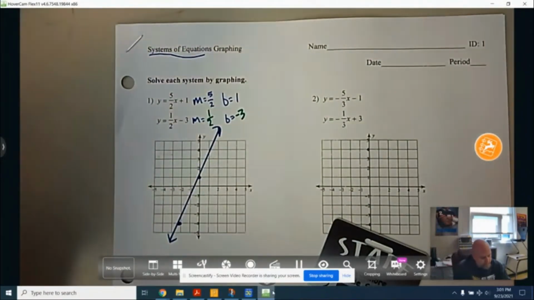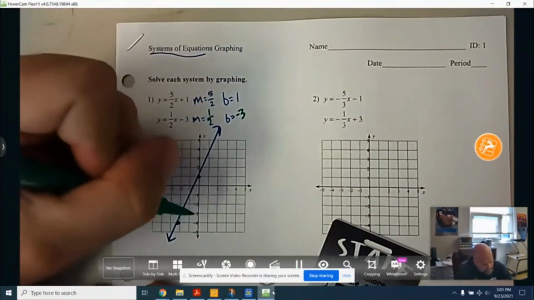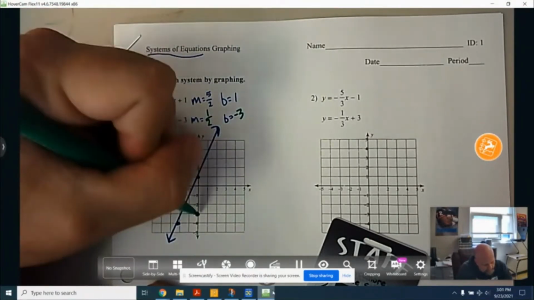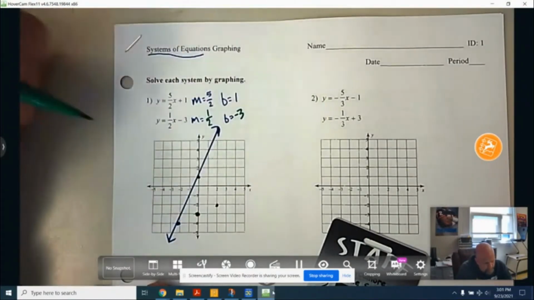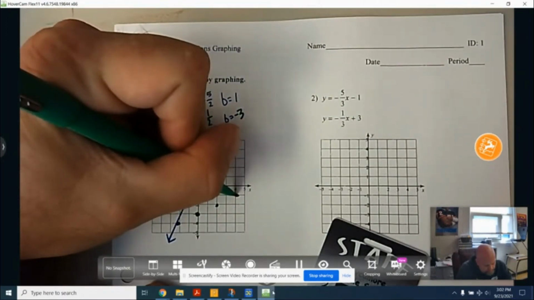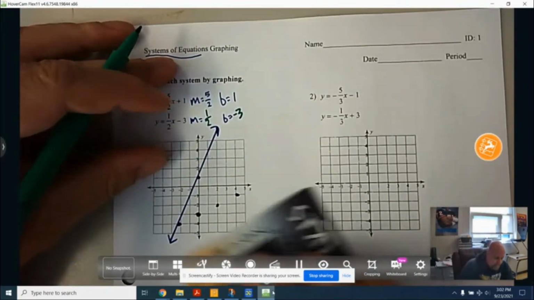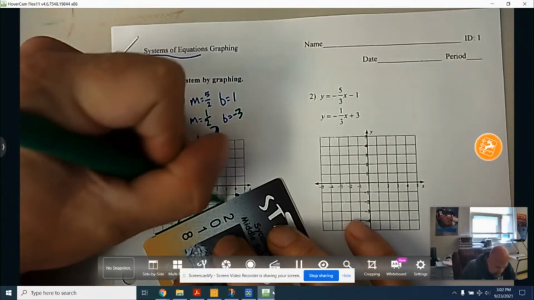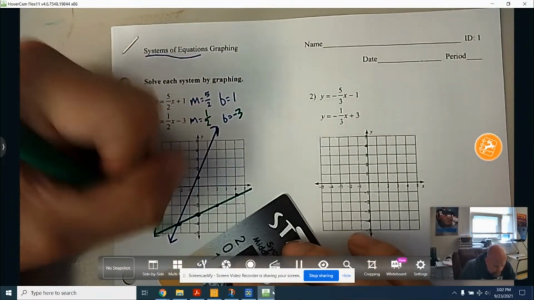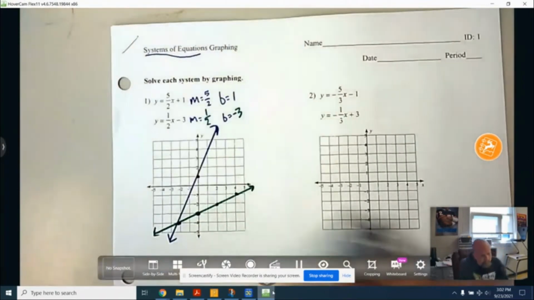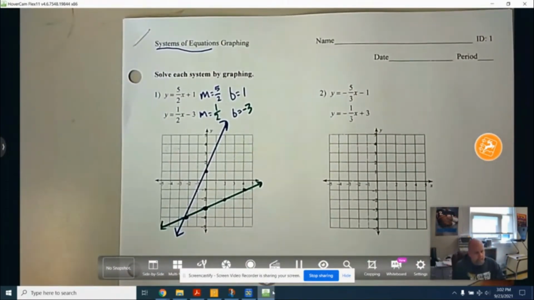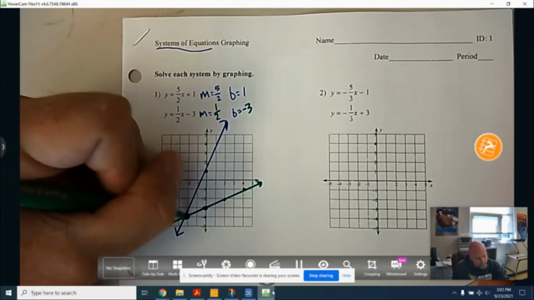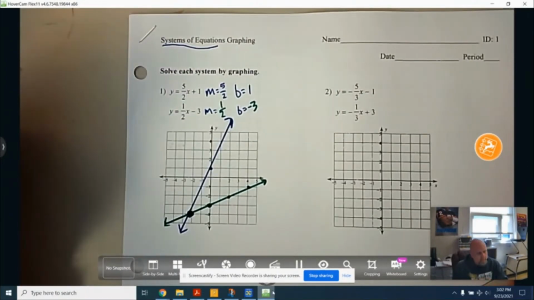Okay, sorry about that. Let's go back. We have m is 1/2, b is -3. So I'm going to start at -3, and then go up 1 over 2, up 1 over 2. Now I'm going to use my straight edge and connect those points. We should see that our lines intersect at a point, and if your line is drawn correctly, it should go through the corner of a point.